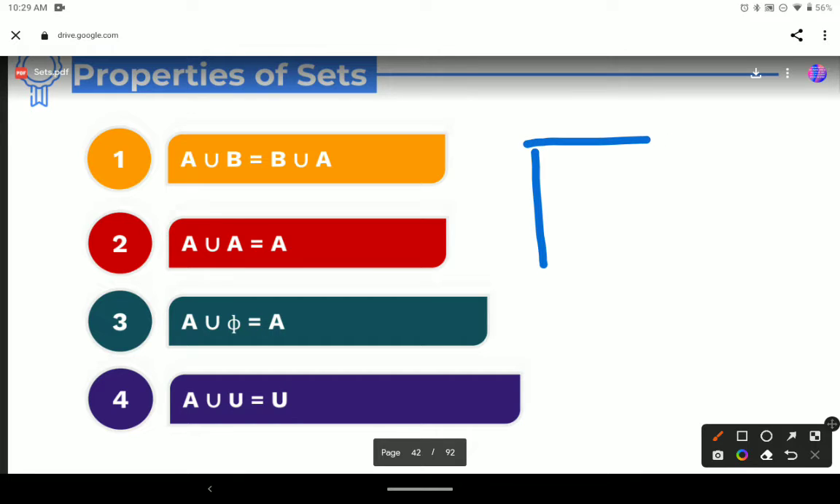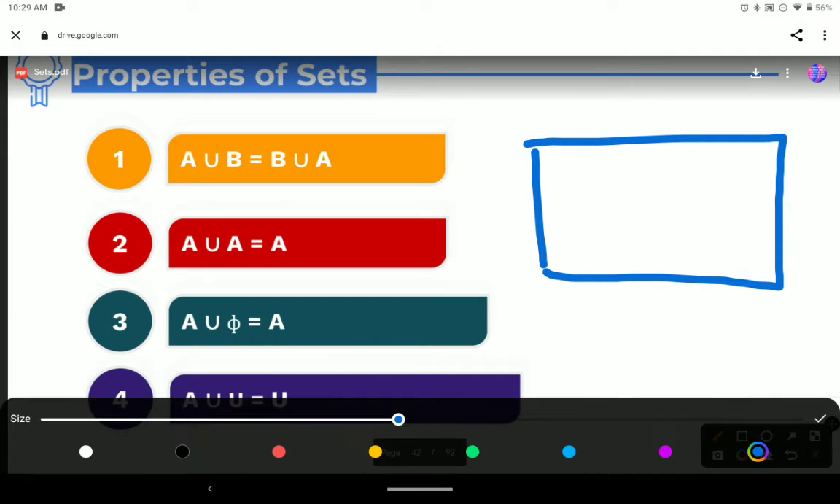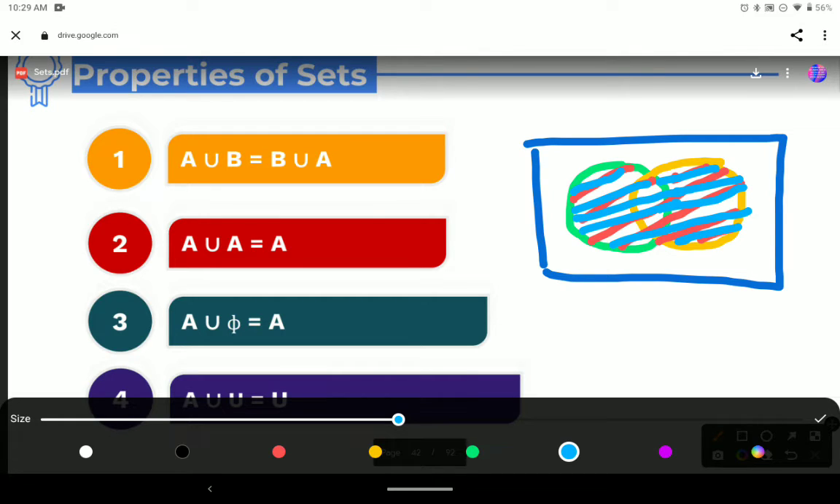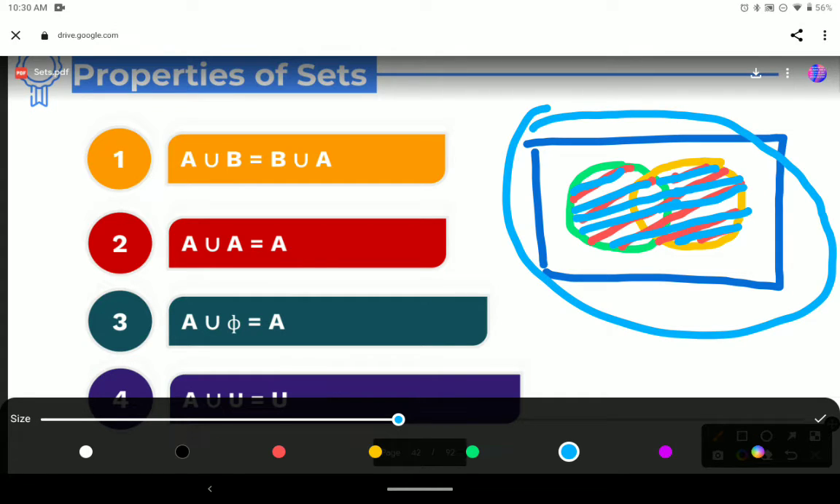See, A union B. A union B means this one only. This is called A union B. B union B means both are the same, right? So in this way, by these Venn diagrams you can do anything in sets. First learn this.